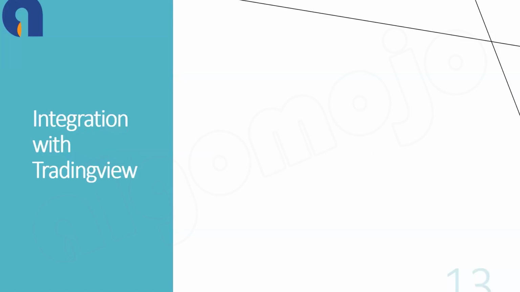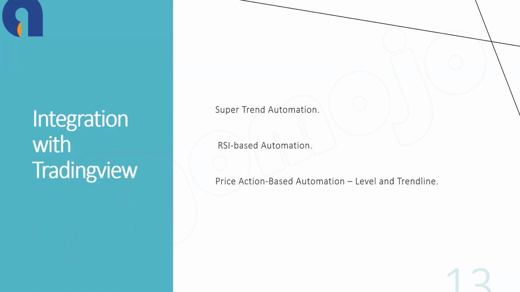Now, when it comes to integration with TradingView, we will be using a couple of strategies like supertrend, an RSI-based indicator, and then a price action based one. A lot of people use resistance and support levels, or trend line breakouts or breakdowns, as a method to place orders or automate their orders. So we'll look at how to do that today in our session.